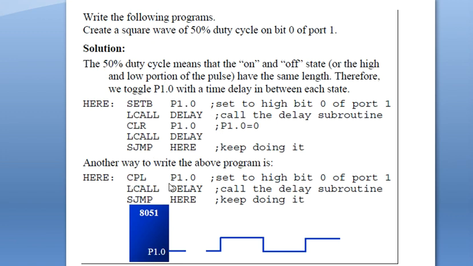There is an alternate way it has been given, like CPL, which means complement bit. So you are just going to complement P1.0 continuously, and it's going to be an LCALL delay. LCALL means long call, you are going to call this delay. Then it is going to alternately make 1 and 0, and SJMP here keeps it continuously in the loop. So this is how it's going to work. Next we are going to see some other examples.